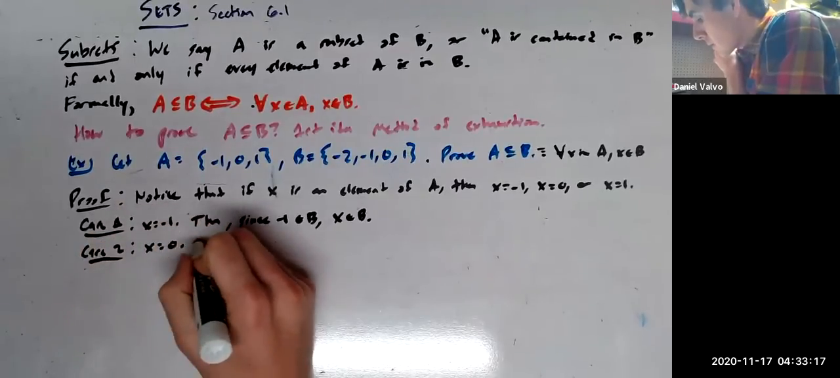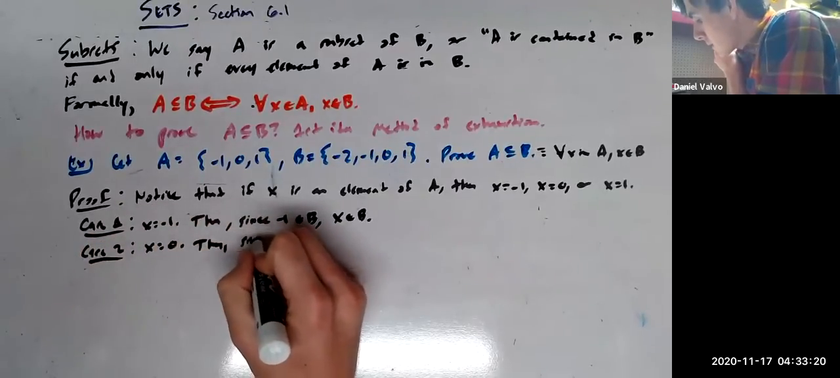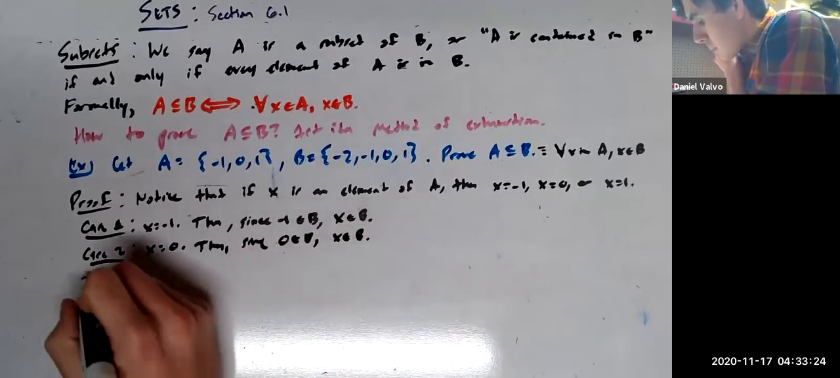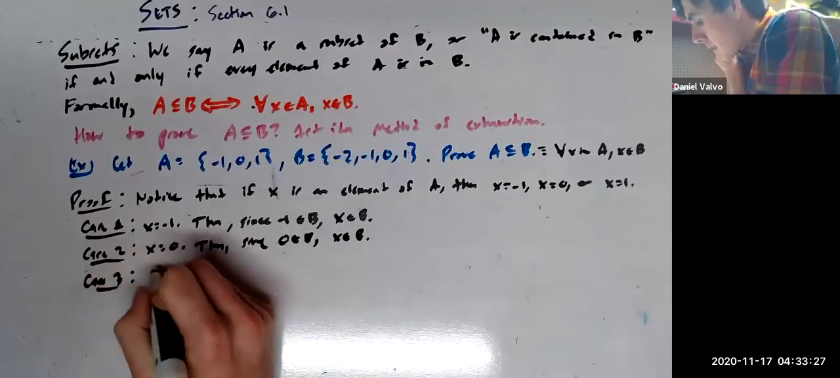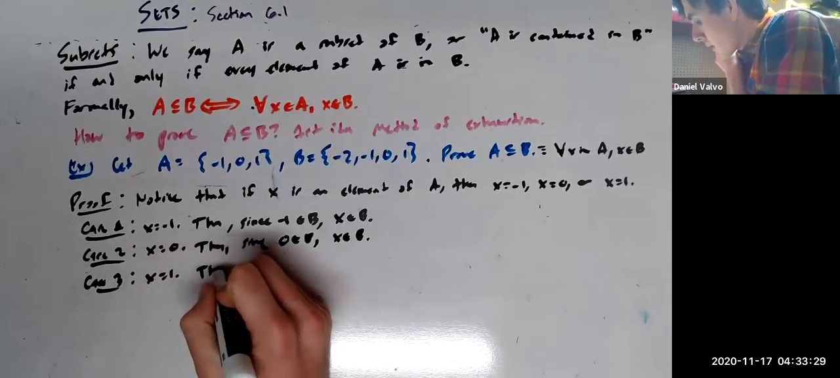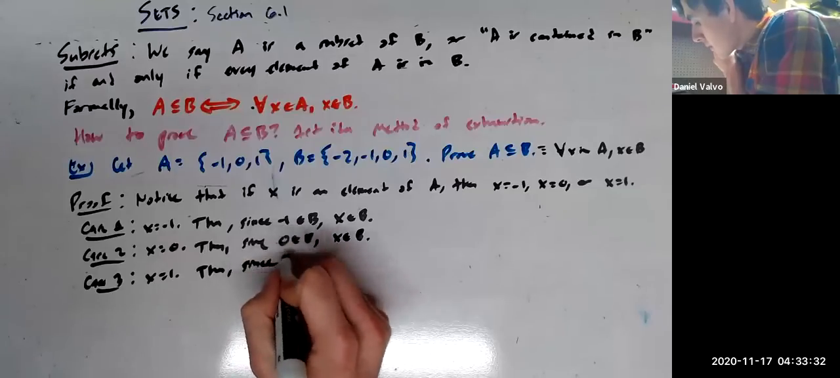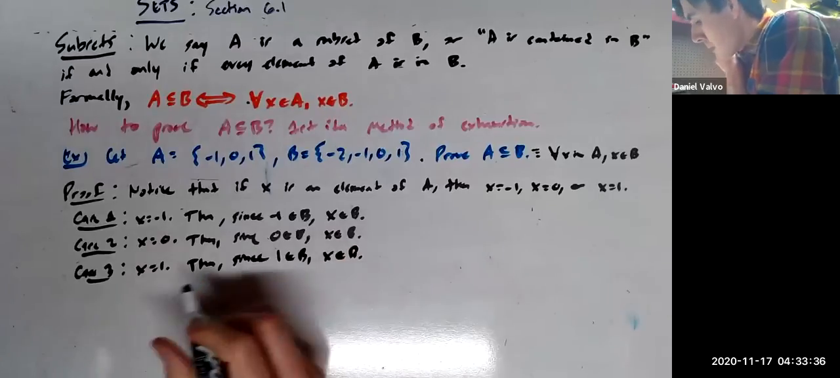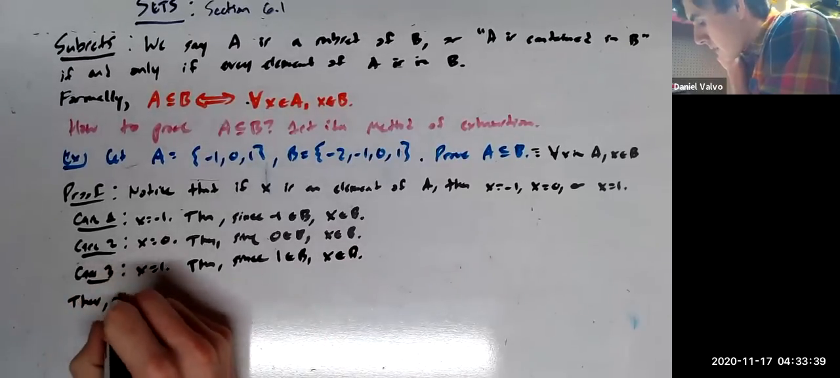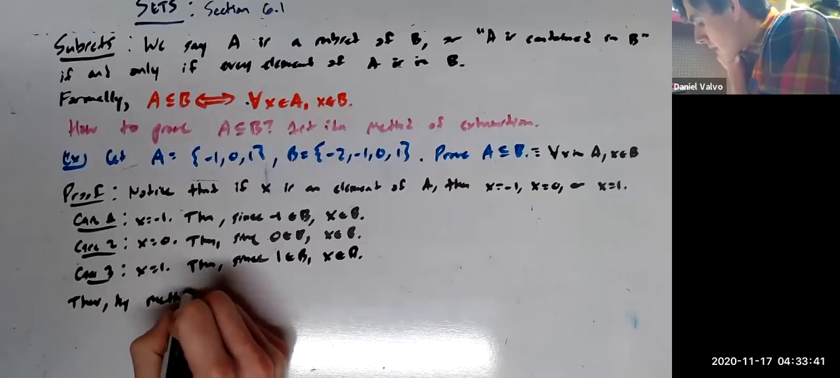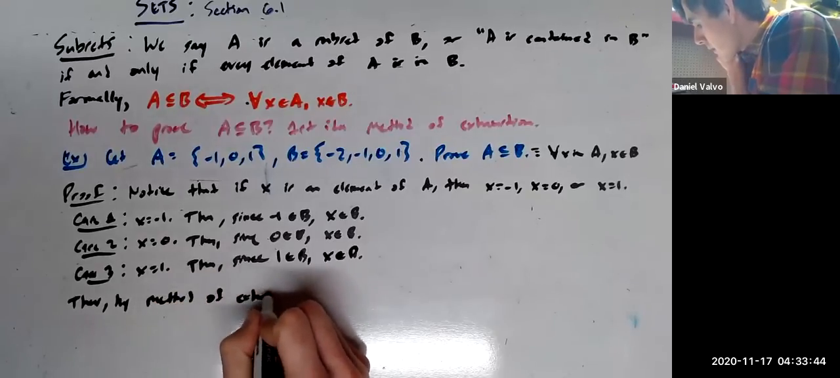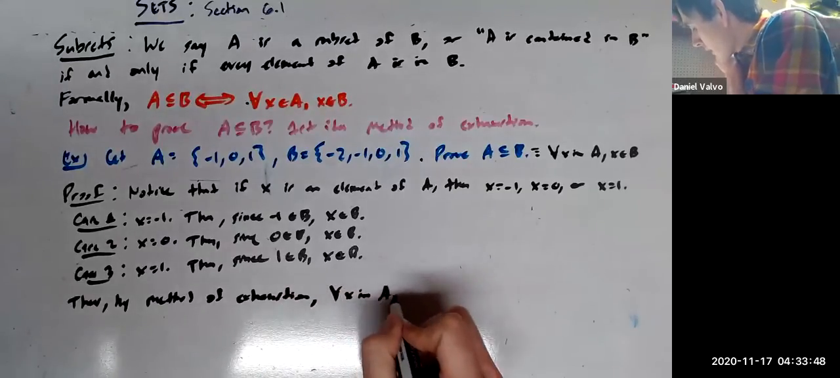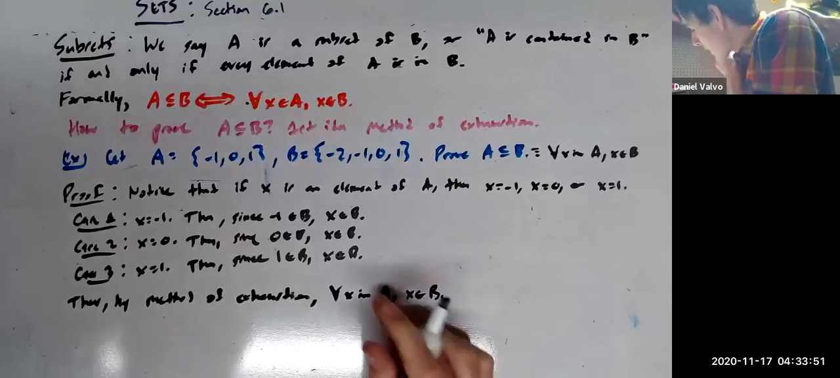Case 2, we have X equals 0. Then, since 0 is in B, X is in B. Case 3, X equals 1. Then, since 1 is in B, X is in B. Thus, by method of exhaustion, for all X in A, X is in B.